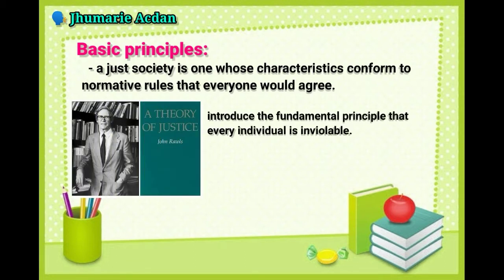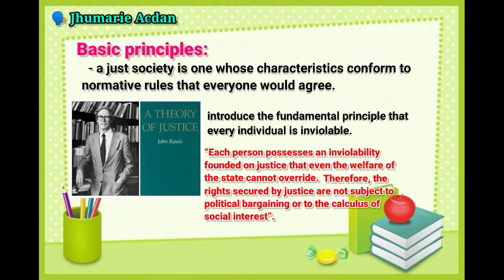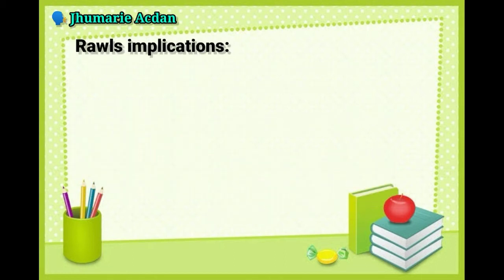begins by introducing the fundamental principle that every individual is inviolable. Rawls writes that each person possesses an inviolability founded on justice that even the welfare of the state cannot override. Meaning that every one of us has a right that should not be dishonored, not even for higher welfare. Therefore, the rights secured by justice are not subject to political bargaining or to the calculus of social interests. So from this fundamental principle, we can draw the following implications.